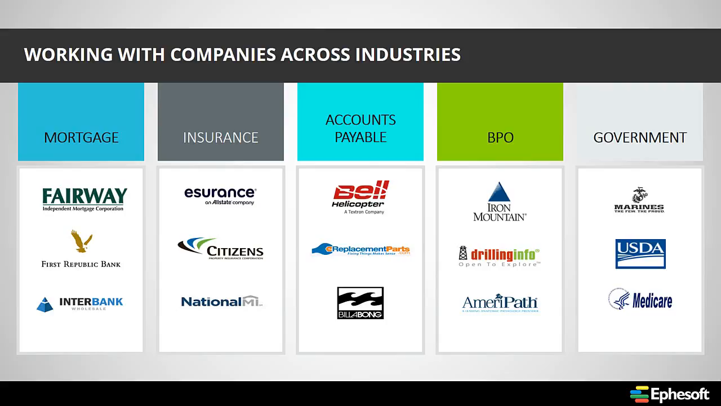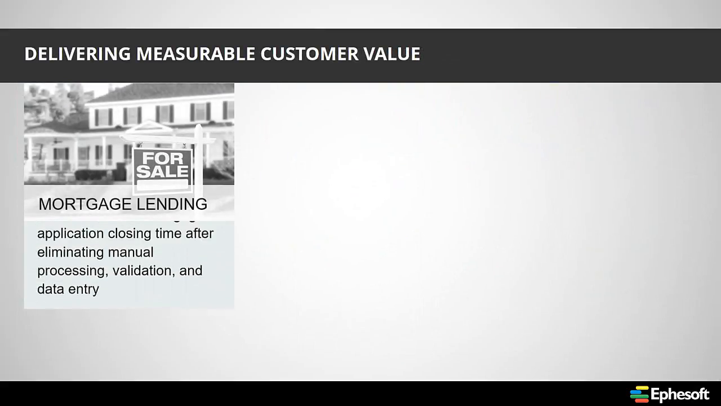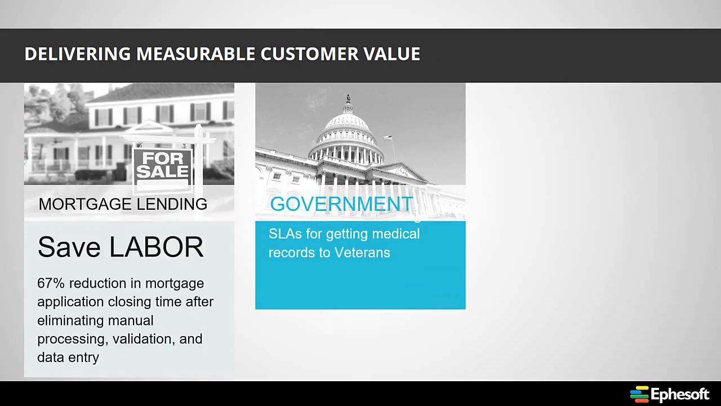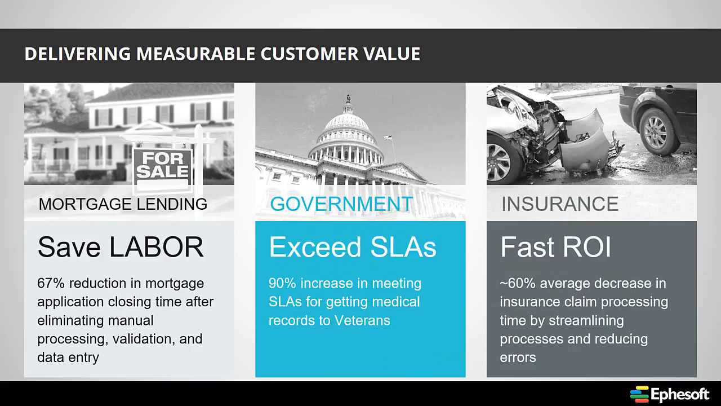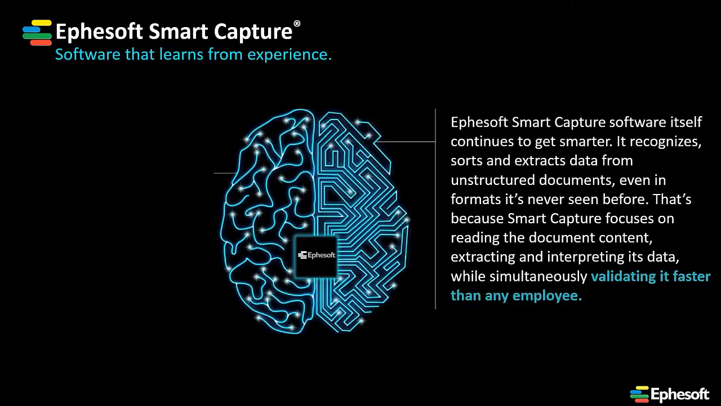Think of it this way. If you see a lot of filing cabinets and paper in your organization, you can probably benefit from automating these processes. And we're delivering measurable value to our customers. With the mortgage lending market, we reduce closing time, errors, and labor costs. In government, we help the public sector move the paperwork along faster, more efficiently, and therefore generating better customer service. And in insurance, we can shorten the processing time for claims and reduce errors, leading to a faster ROI on the technology investment.